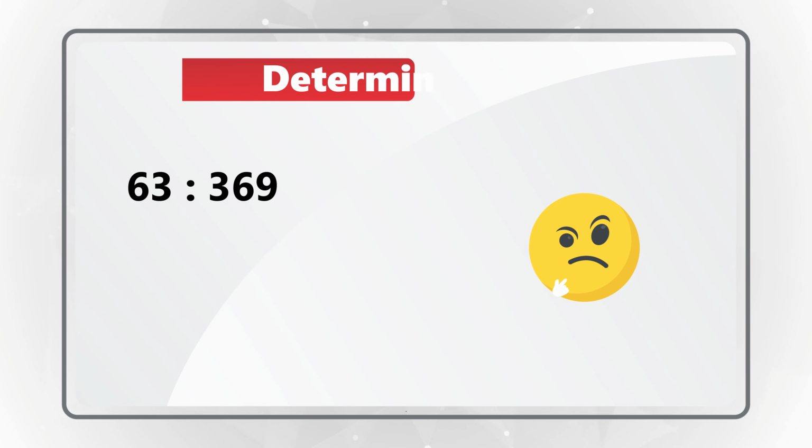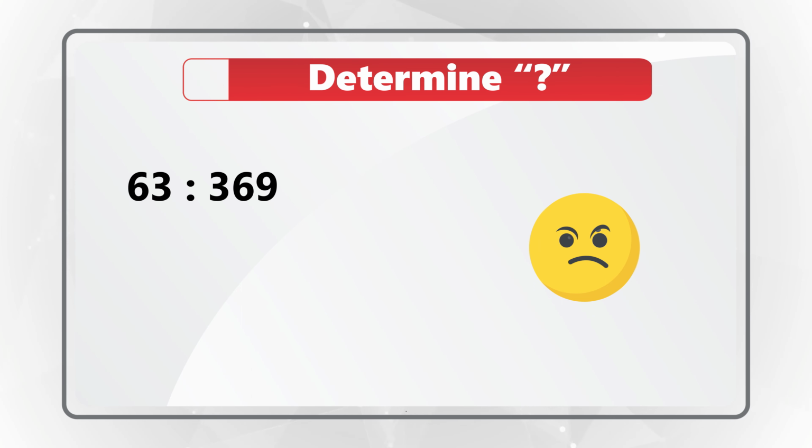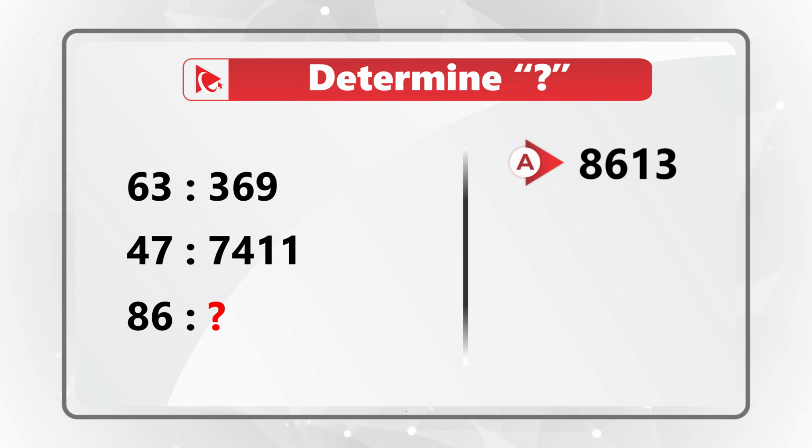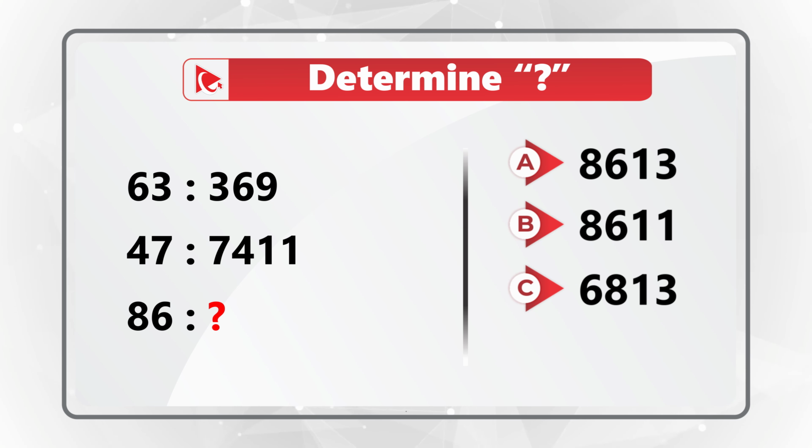Here is one of very interesting questions to test your analytical skills. You're presented with 3 ratios: 63 to 369, 47 is to 7411, and then you have a third ratio where 86 is related to question mark. And you need to determine the question mark based on the 4 different choices. Choice A, 8613, choice B, 8611, choice C, 6813, and then choice D, 6814.